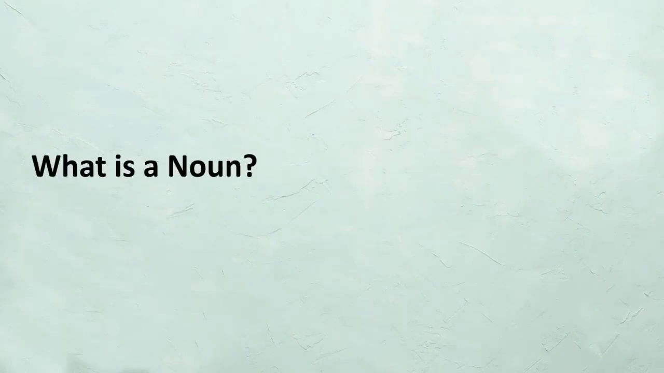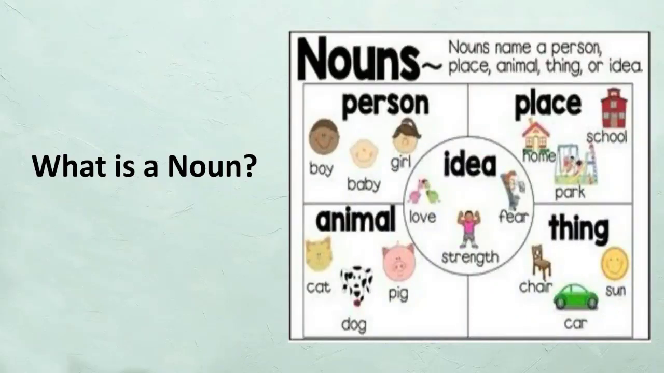The next question arises in our mind, that is, what is a noun? Almost all of you know about that. Simply we can say that a noun is the name of a person, place, thing, or any idea. As you can see in the picture, we have some nouns like baby, girl. In animals we have dog and cat. For place we have home, park, and in things we have car and sun. The other nouns are called abstract nouns, like love, strength, and fear.